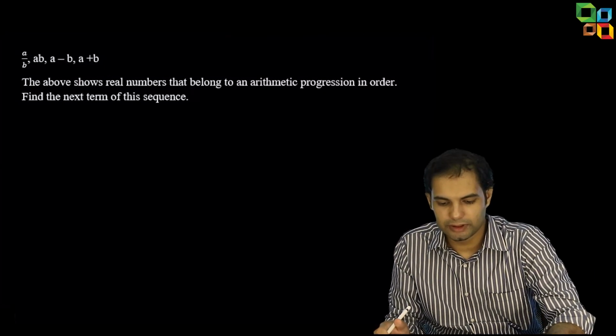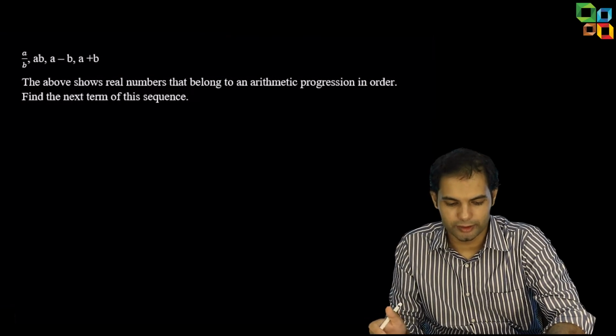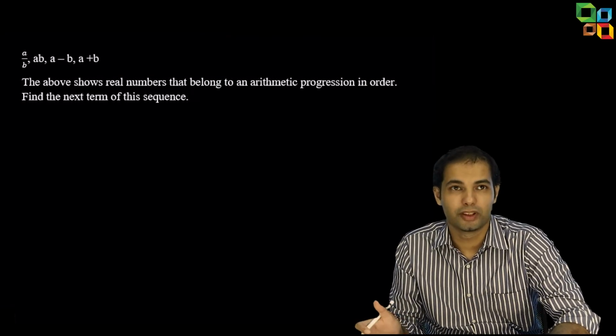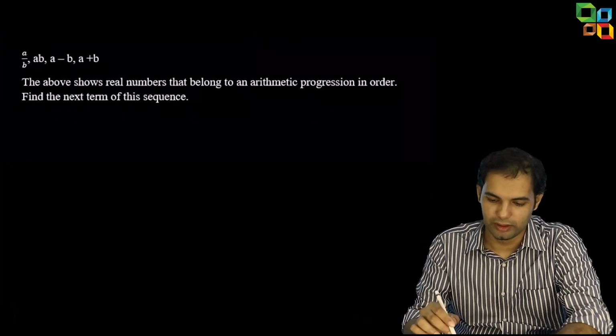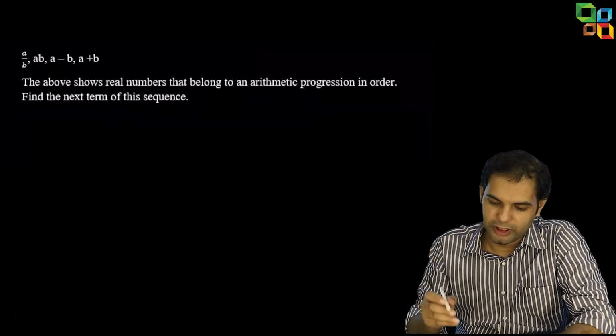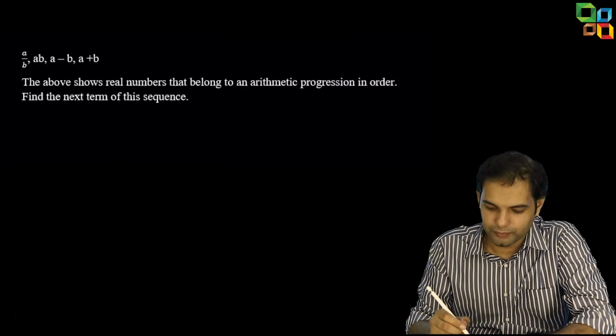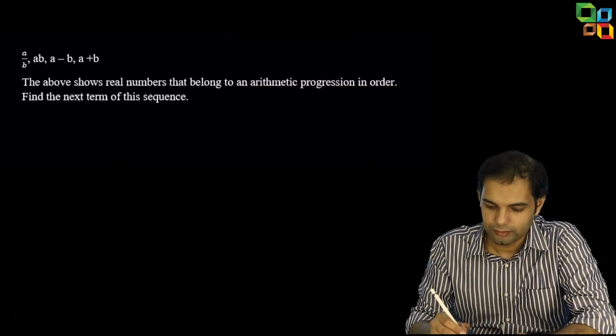The above real numbers that belong to arithmetic progression are in order. Find the next term of the sequence. Equate the differences. Okay, let's try it. So it's in arithmetic progression. That means here the common difference should be the same.